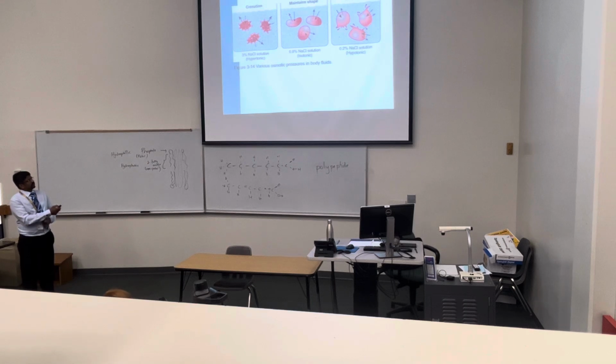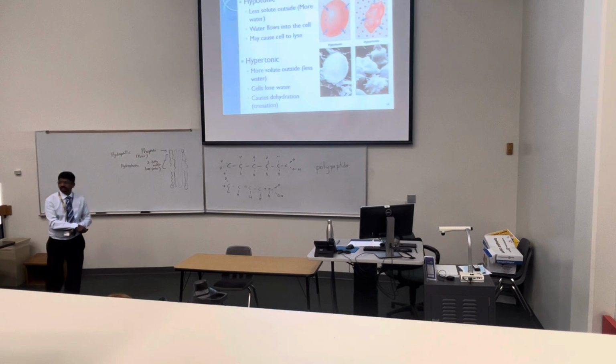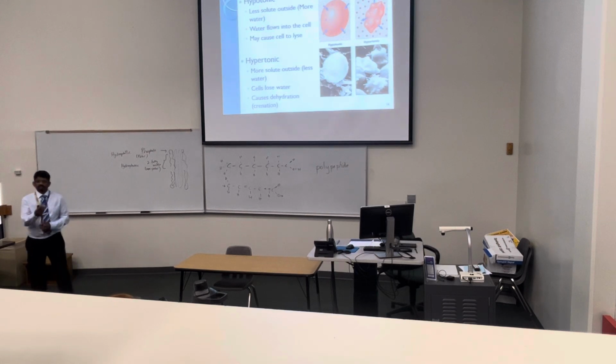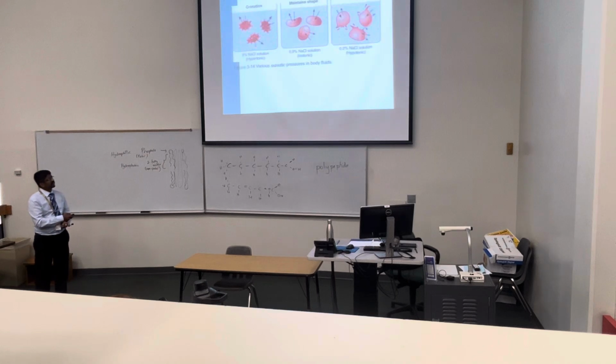So here's the image showing 3% NaCl. Roughly, what's the solute concentration in our cells? It's equivalent to 0.9% NaCl, which is what we use in normal saline because it's isotonic to our regular cells.